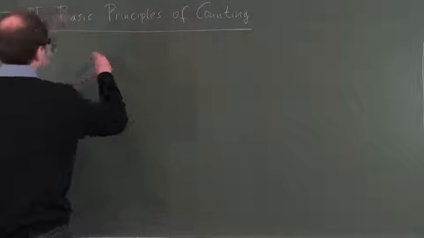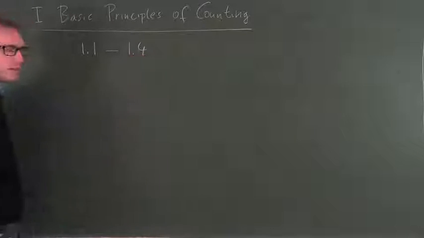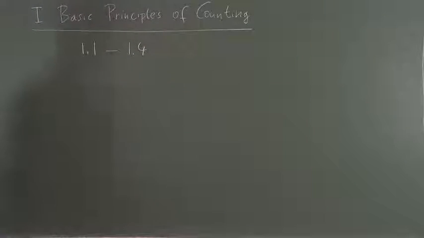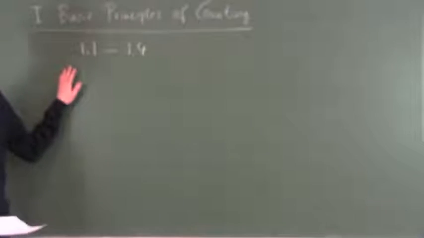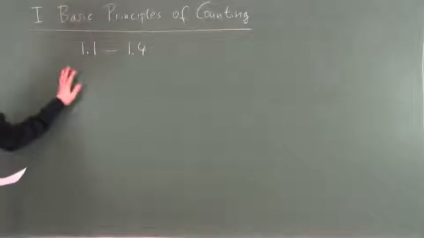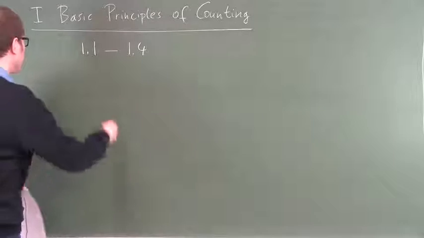So this is the material covered in 1.1 up to 1.4, so chapter 1 of the book. And most of this stuff you should have seen already in previous courses. Okay, so what the book does, it starts out with rules of sum and product.